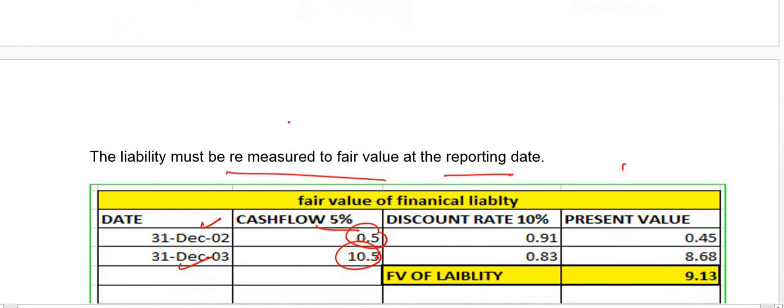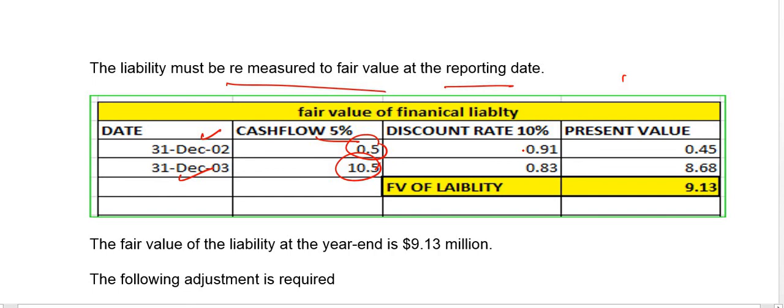So the discount rate is 10%, and you can calculate this from the discount factor tables. How will you calculate this? You see here 1 over 1.1, and like this squared. By this formula you will calculate this amount, and when you multiply 0.5 with this amount you will get this amount, and 10.5 multiplied by 0.83 you will get this. At the end, the total liability will be 9.13. So the fair value of the liability at the year end is this 9.13 million.